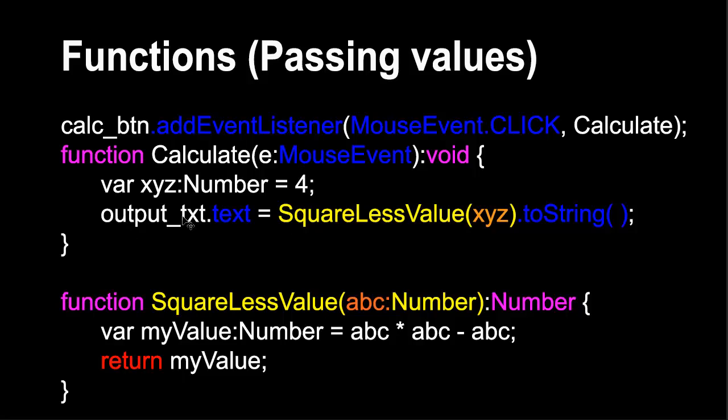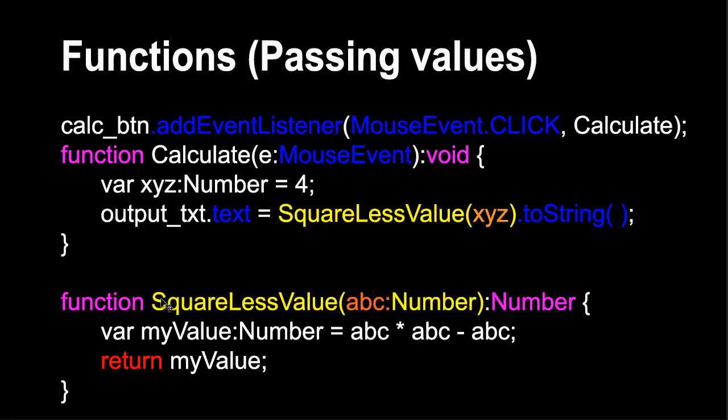So in my output text box, I'm going to place in the text the value of square less value, the result of that. I'm going to convert that to a string. So I'm calling my function square less value, and inside the parentheses I'm placing an argument which is my variable xyz.